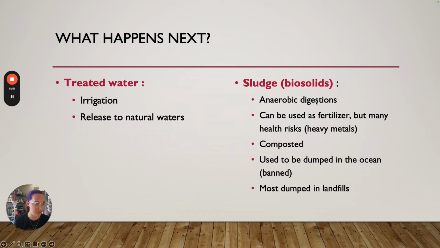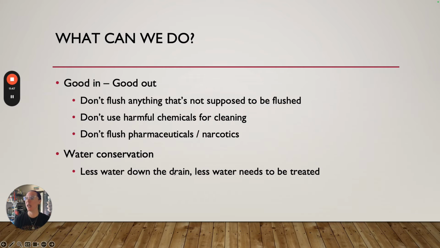And then with the sludge or the biosolids, those can go into anaerobic digestion, or can be used as fertilizer, but there, of course, there are some health risks there. Again, going back to that heavy metal idea. It could be composted, it could be dumped into the ocean, or used to be dumped into the ocean. This has since been banned. Huzzah, that's great. But a lot can also be used in landfills where it helps with that kind of daily aeration of the landfill.